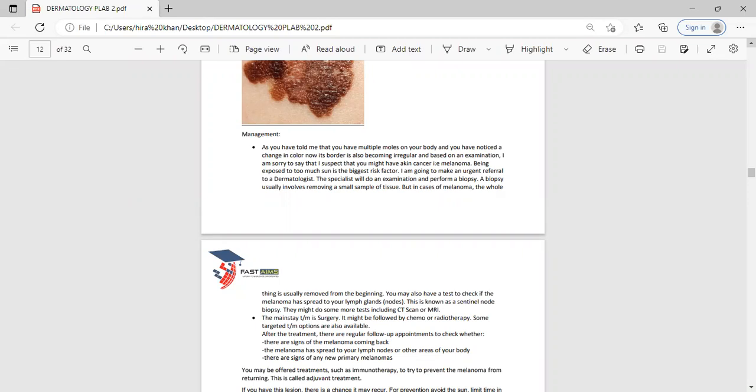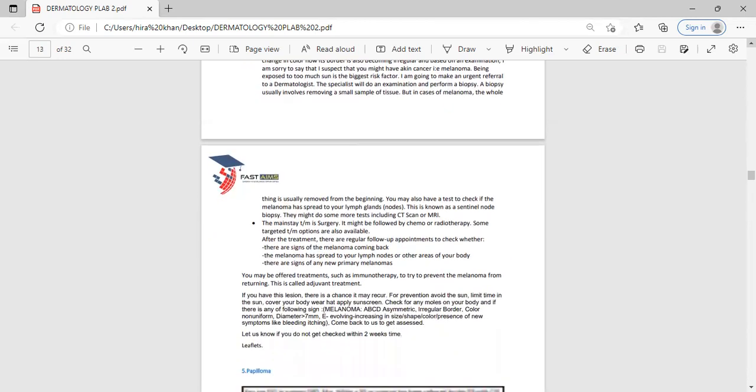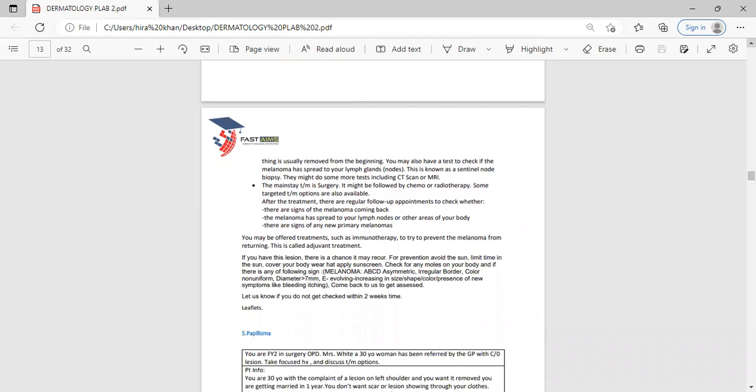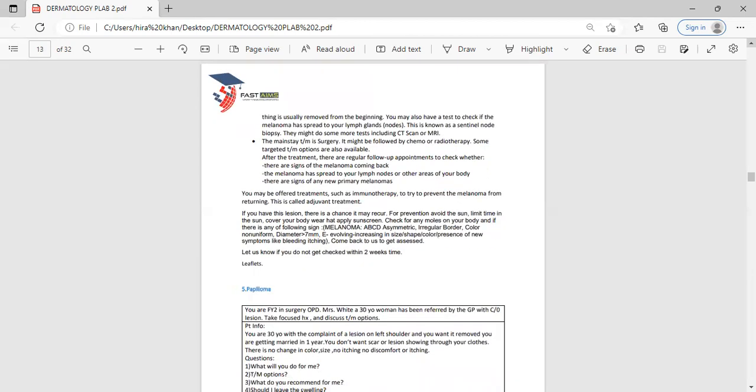The mainstay is surgery always, but it can be followed by chemo or radiotherapy, and sometimes targeted treatments might help. After the treatment, there are regular follow-up appointments to check whether there are signs of melanoma coming back, or the melanoma has spread to other parts, or there are signs of any new primary melanomas. You may also be offered some immunotherapy to prevent the melanoma from returning. Also, one thing more, if you have this lesion, there is a chance that it may recur. So for prevention, avoid the sun, limit time in the sun, cover your body, wear a hat, apply sunscreen, and check for any moles on your body.